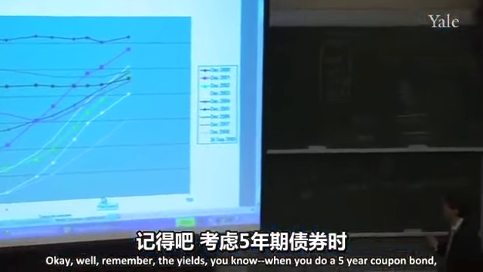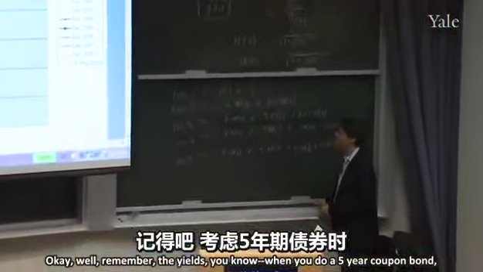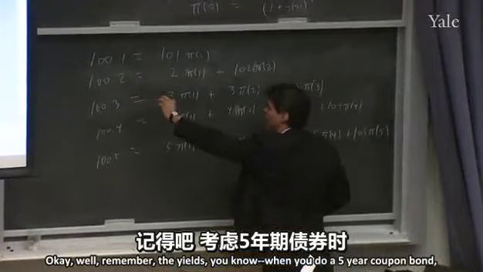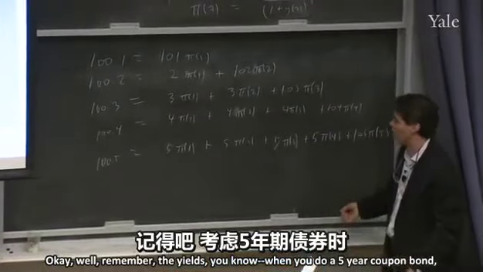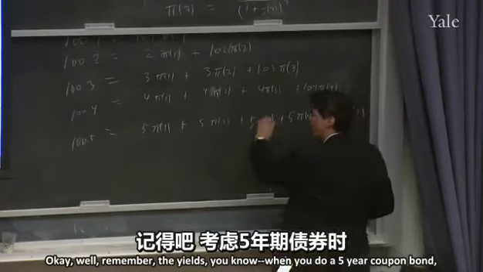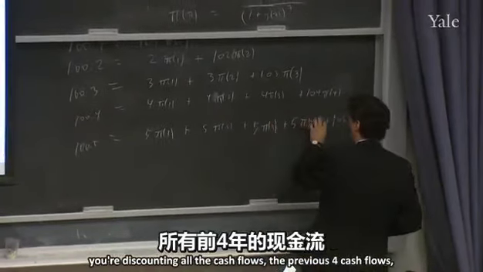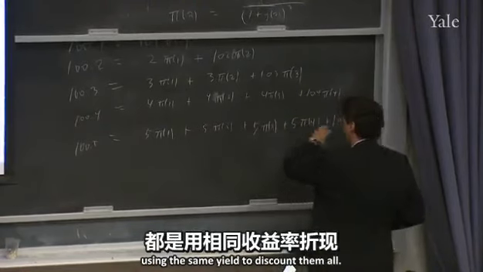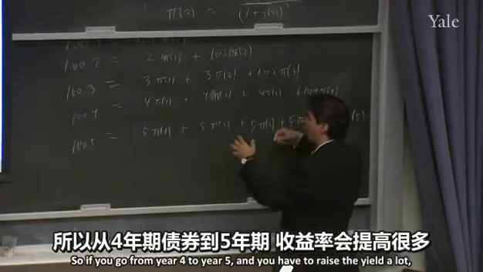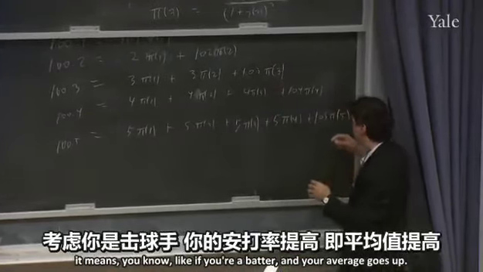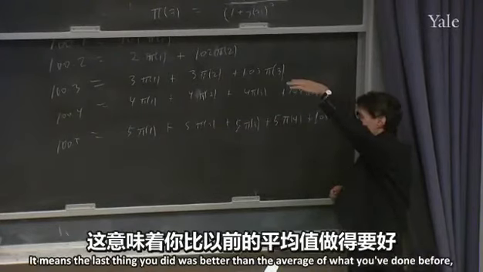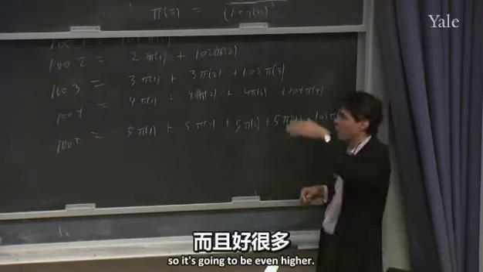Well, remember, when you do a 5-year coupon bond, you're discounting all the cash flows, the previous 4 cash flows. You're using the same yield to discount them all. So if you go from year 4 to year 5, and you have to raise the yield a lot, it means, like if you're a batter and your average goes up, the last thing you did was better than the average of what you've done before. So it's going to be even higher.